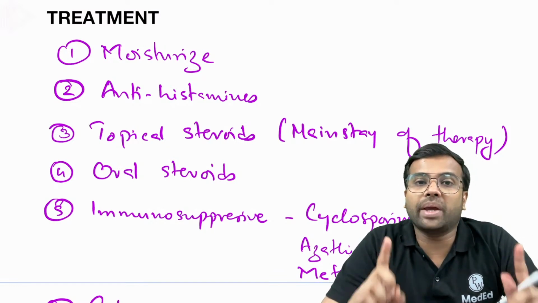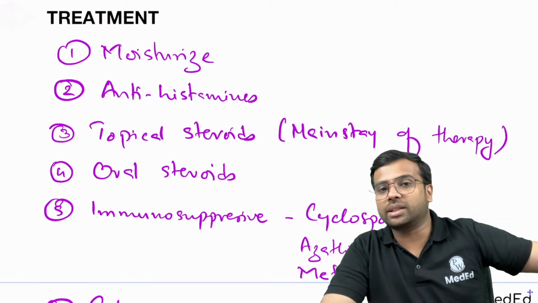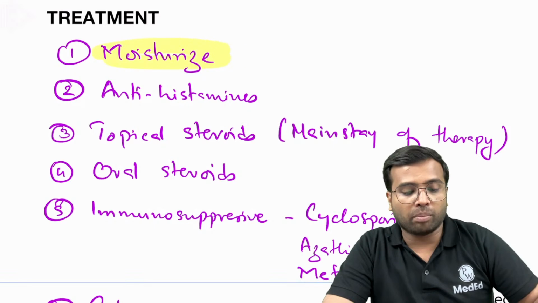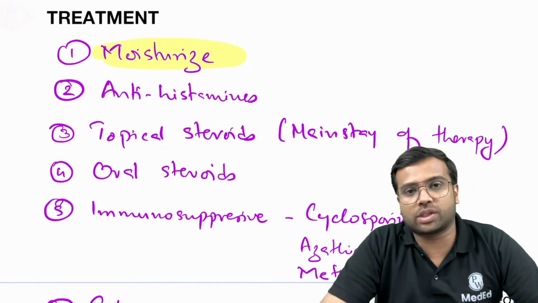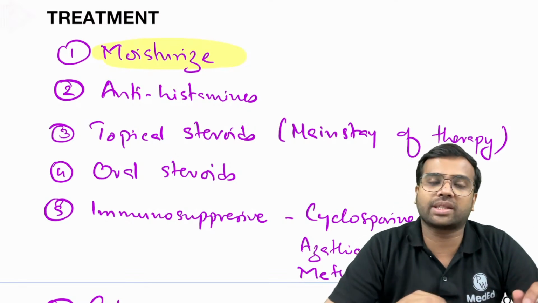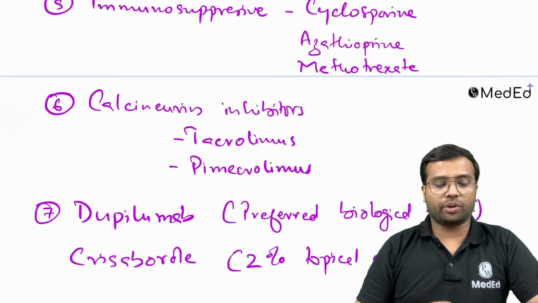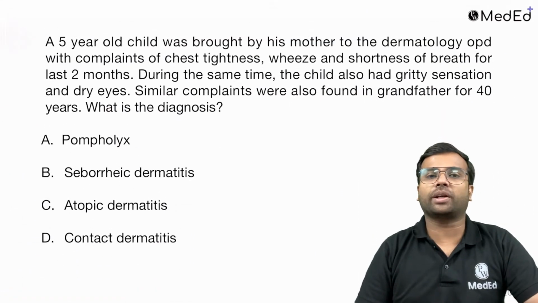And remember, the main therapy should be, because we are trying to compensate this dry skin. So always we have to give preference for moisturizing the skin, even if the patient is having a symptom or no symptoms. So always moisturizing is going to be one of the main treatments that we are going to give in atopic dermatitis. So that is all about atopic dermatitis.